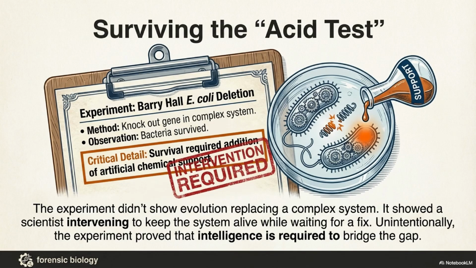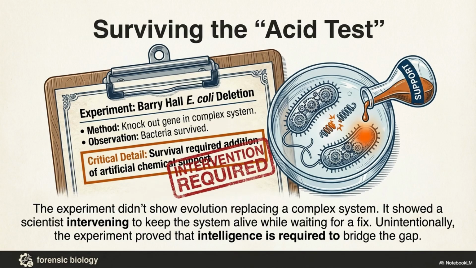They just patched a broken part of an existing one. But more importantly, Hall intervened. Intervened how? He added specific chemicals to the petri dish to keep the bacteria alive while they were broken and mutating. So he kept them on life support. Exactly. Behe argues that without that intelligent intervention, without the scientists acting as a nurse to protect them, the bacteria would have just died immediately in the wild.